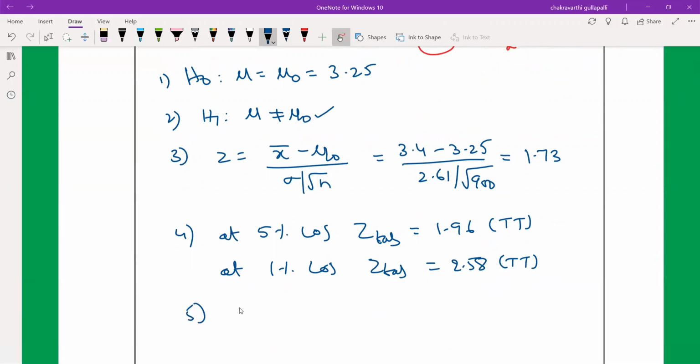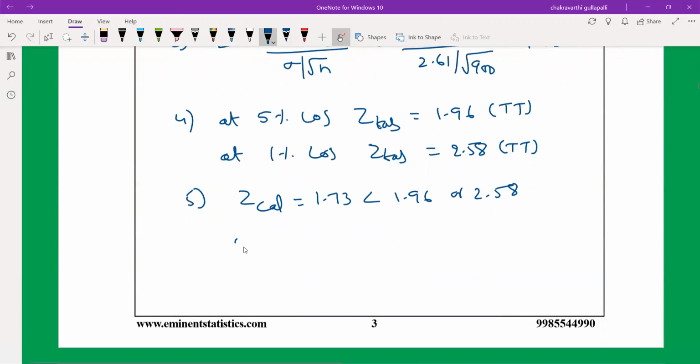Now, step 5. Here Z calculation is a positive value, 1.73, which is less than 1.96 or 2.58. Concluding remarks. Conclusion: we accept H naught. We accept H naught at 1% and 5% LOS.